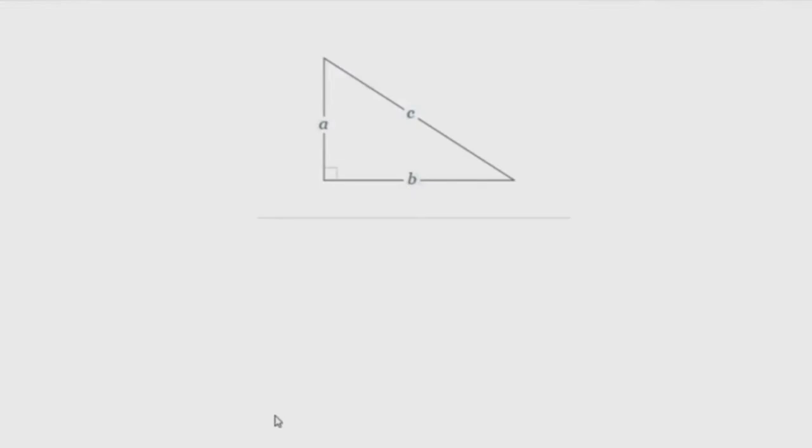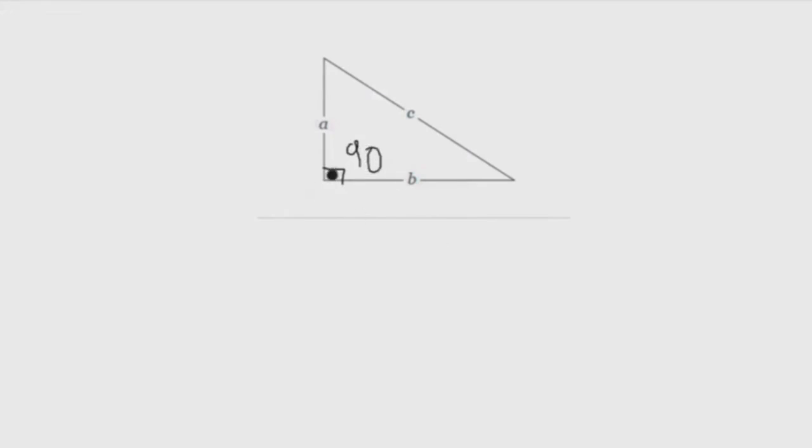Theorem. Okay, so the Pythagorean Theorem only applies to right triangles. Now, what is a right triangle, you ask? We have one right here. A right triangle is any triangle that has an angle of 90 degrees. So this is 90 degrees.